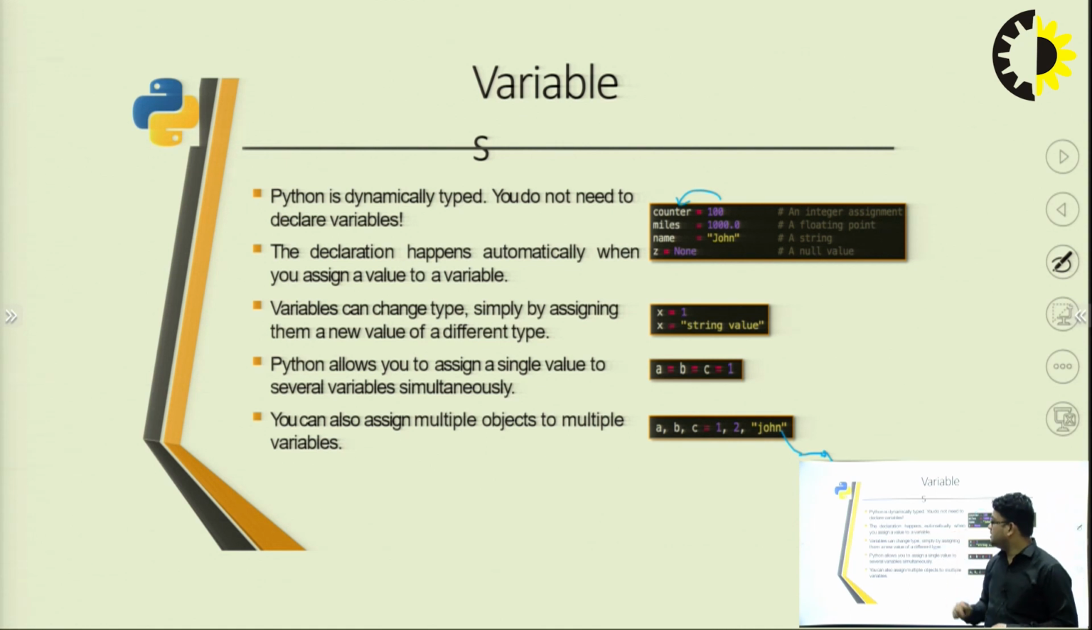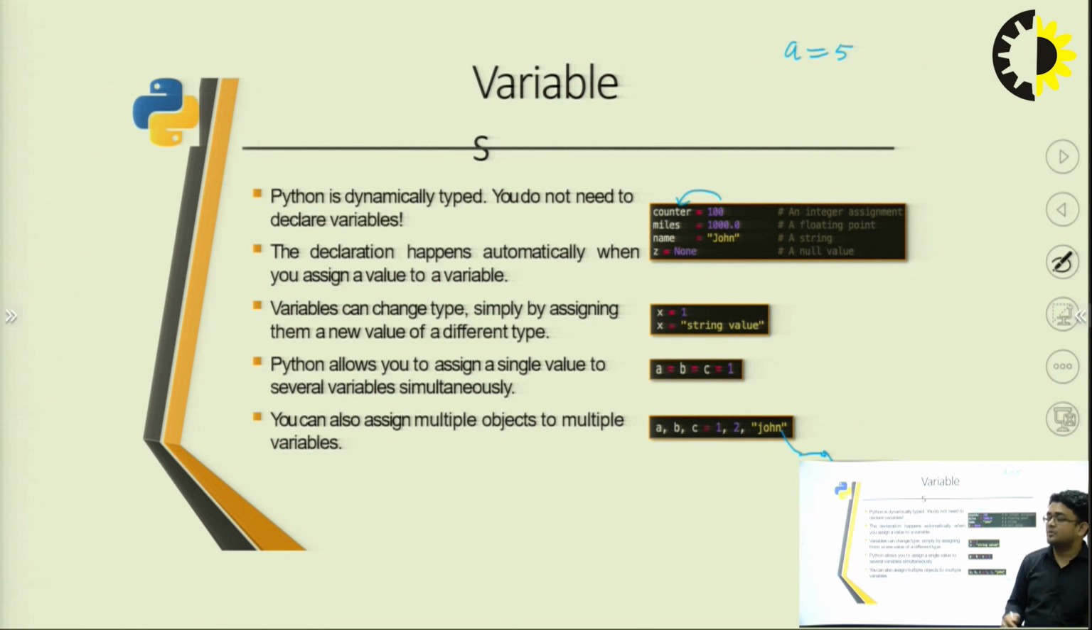Python is dynamically typed. You do not need to declare variables. The declaration happens automatically when you assign a value to a variable. A variable can change type simply by assigning it a new value. For example, if we write a equals 5, at this moment we have provided the value 5 to a variable called a. Because of this line, two things are happening. First, we have declared a variable with the name a. Second, we have provided a value of integer type to the variable a.